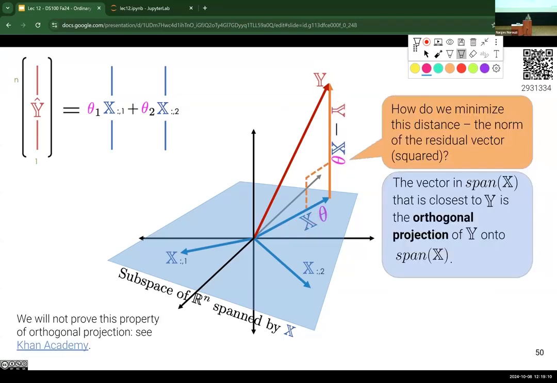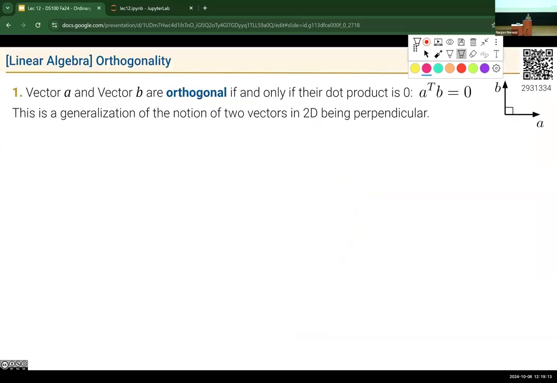So we're going to formally define what this orthogonal projection means. When you have two vectors in 2D, orthogonal actually means that they're perpendicular, meaning that the dot product between them is equal to 0. Remember that I was telling you that when you calculate the dot product, it is as if you're calculating the norm of A times the norm of B times the cosine of the angle between them. When this angle is equal to 90 degrees, this cosine is going to be equal to 0. That's why the dot product between A and B is going to be equal to 0. That's what we mean by two vectors being perpendicular to each other.